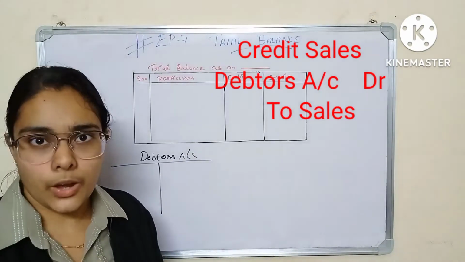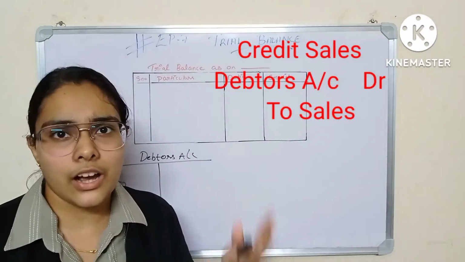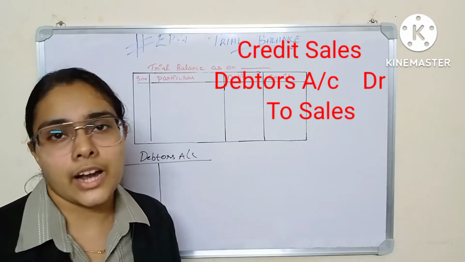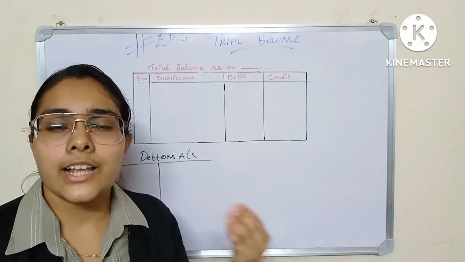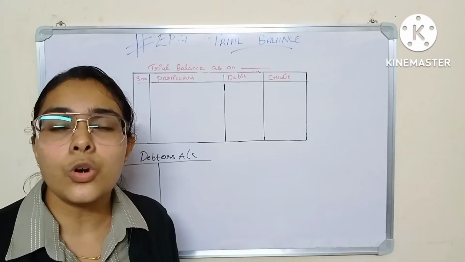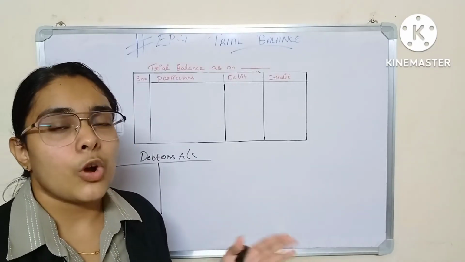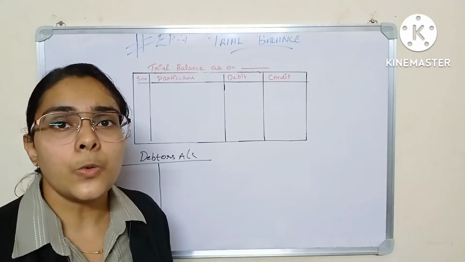If that is too difficult for you to follow, you just imagine the real account and personal account rule. What is happening there? Debtors are the receivers. So as per the personal account rule, you should debit the receiver. So debtors have been debited. What will be the entry? Debtors account, debtor to sales.